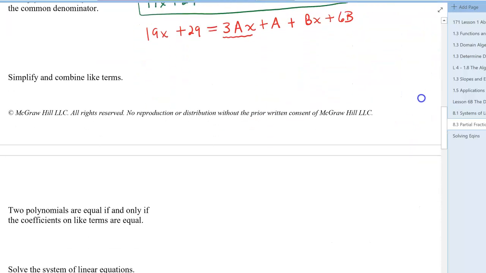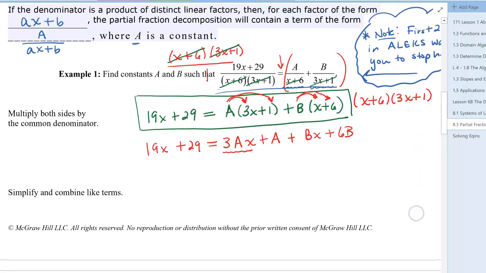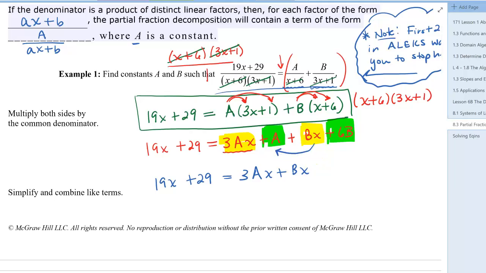Now I'm going to rearrange this a little bit, and get the terms that have x in them side by side, and the terms that do not have x in them side by side. You'll see why I'm going to do that in just a second. So I have 19x plus 29 is equal to 3Ax plus Bx, so I just move this in between those terms, plus A plus 6B.